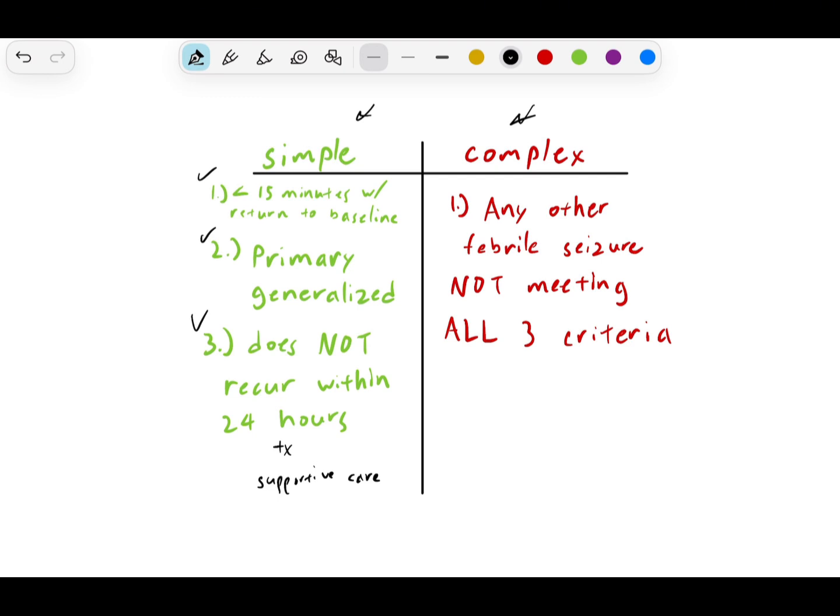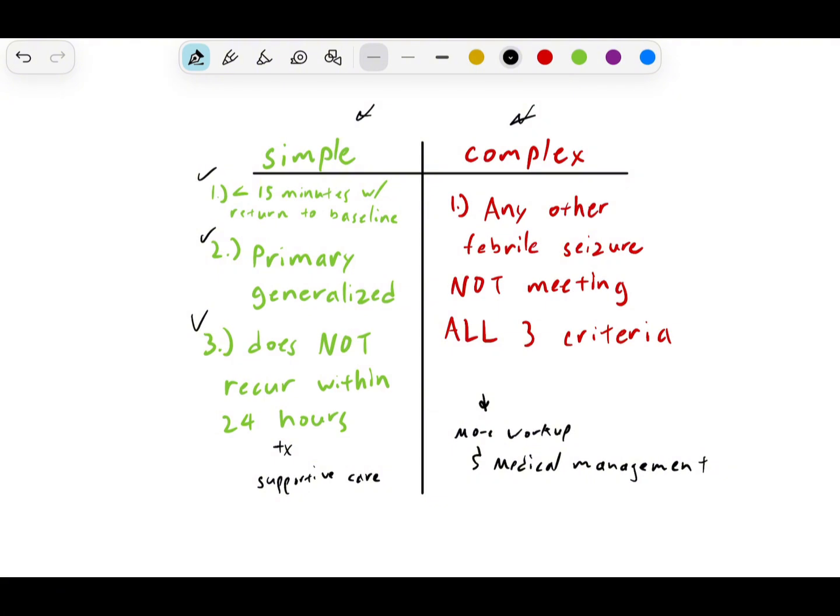Now, for a complex febrile seizure, this is where you're going to start considering maybe getting a lab workup, and if they're still obviously seizing for a very long time, you're going to want to start looking at administering things like benzodiazepines, Keppra, things like that. So the simple febrile seizure, a lot of the time that's supportive care. If it's complex, this requires more of a workup and medical management.